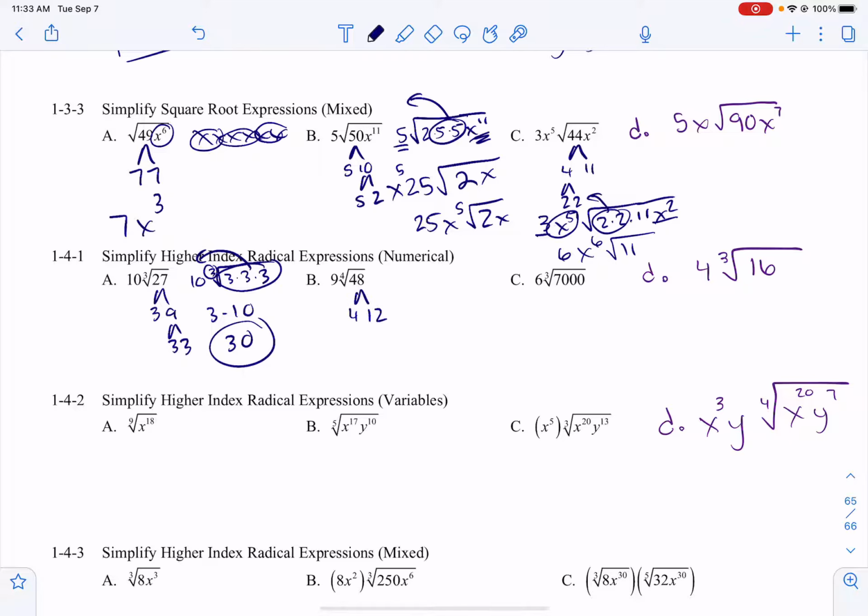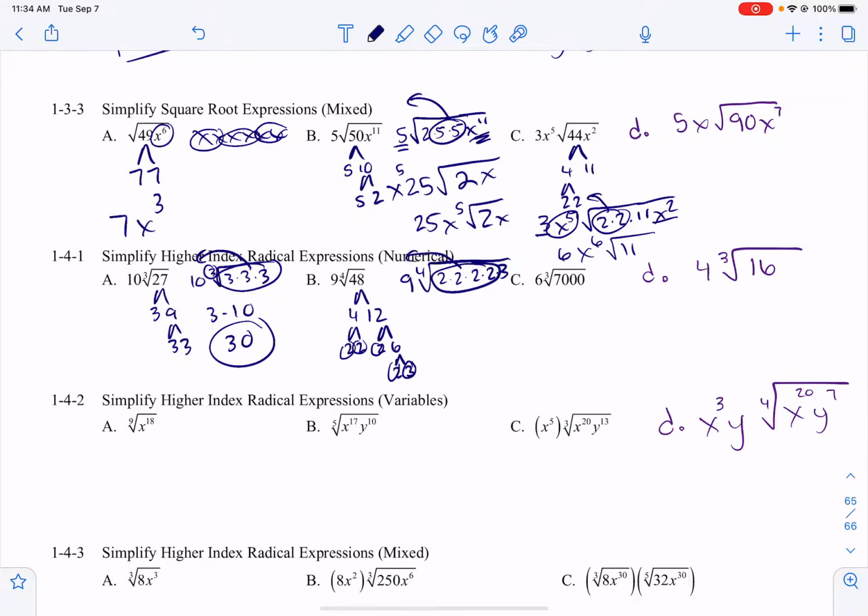Let's see, 4 times 12. This is 2 times 2. 12 is 2 times 6. 6 is 2 times 3. So this becomes 9 fourth roots of 1, 2, 3, 4 2s and a 3. So my answer, I'm looking for groups of 4.